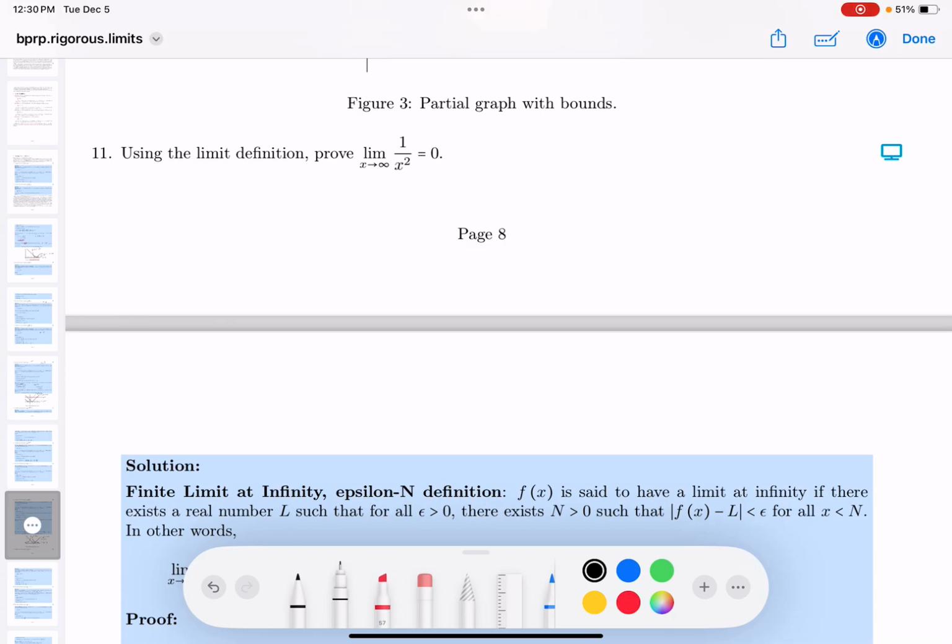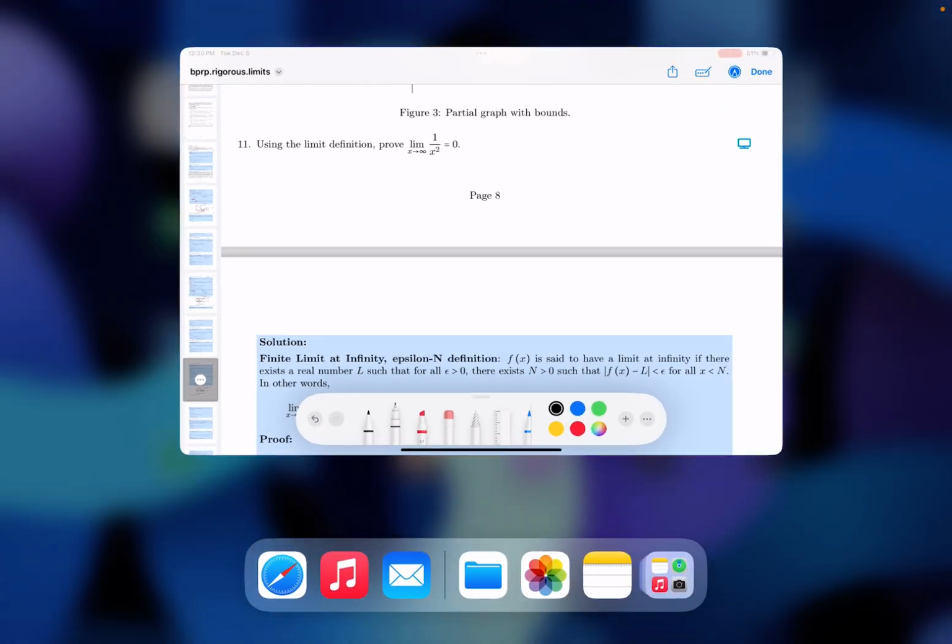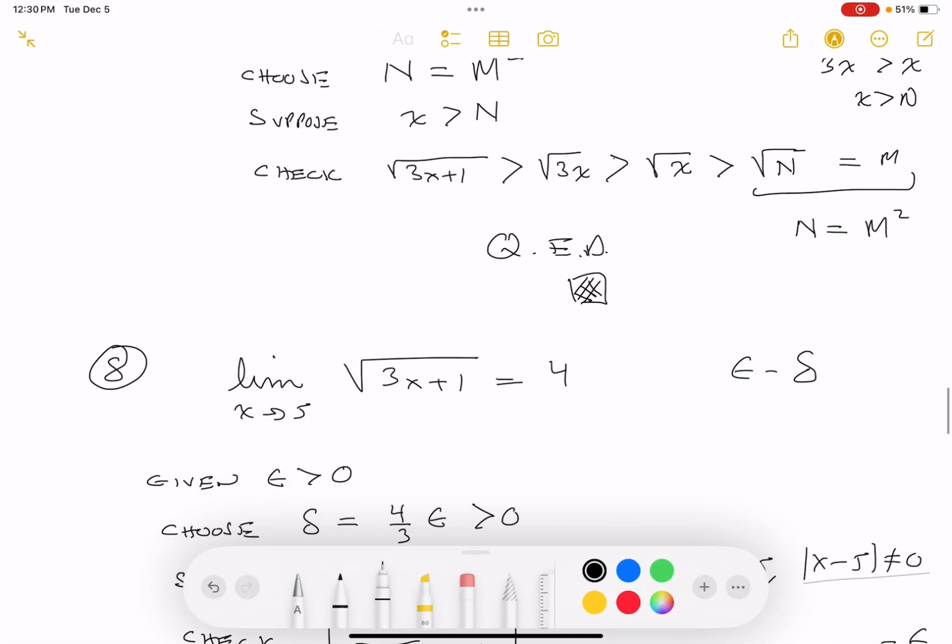Okay, we're on number 11. And 11, it's x is going to infinity. And so this is going to be an epsilon N definition. And the reason for epsilon is because 0 is a finite number. So let's go to the whiteboard, and we'll do number 11.